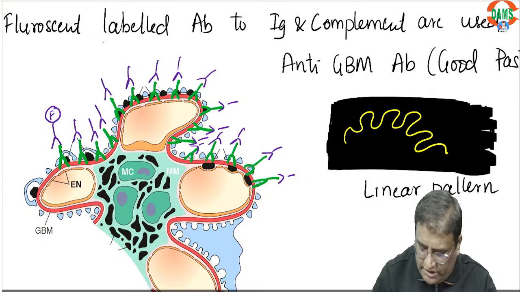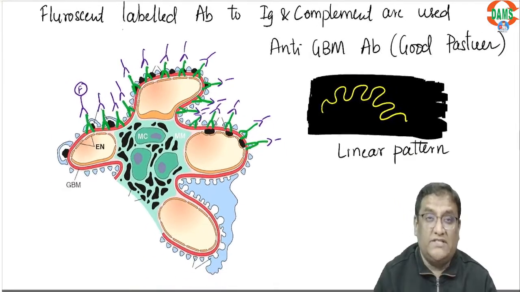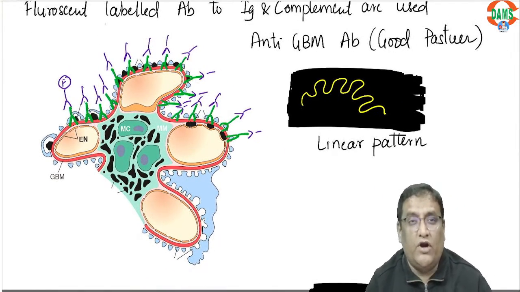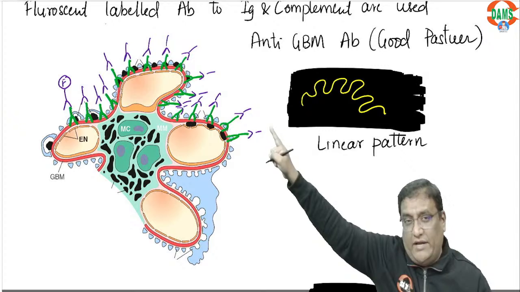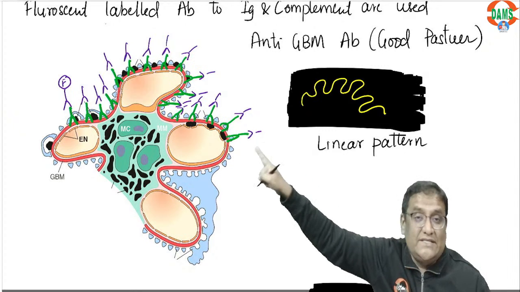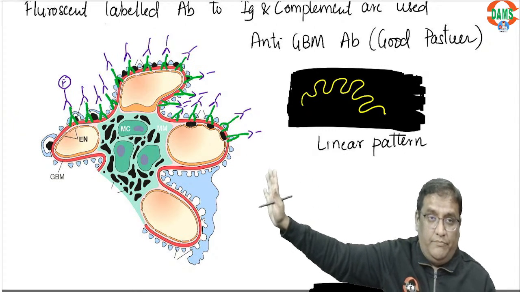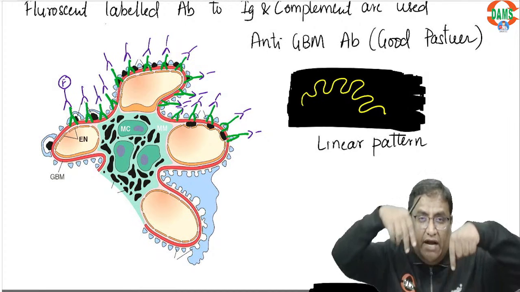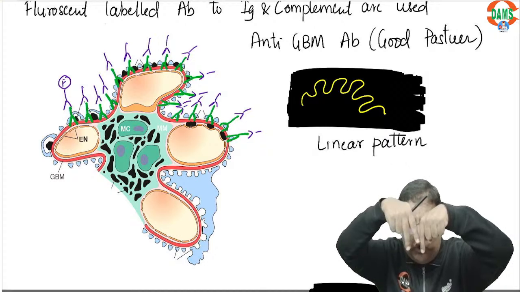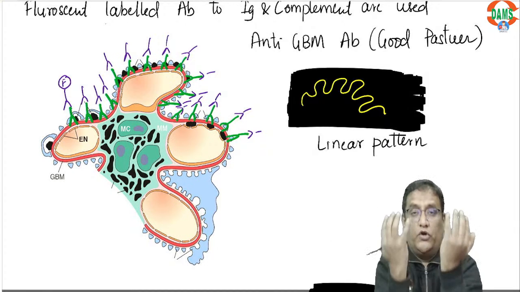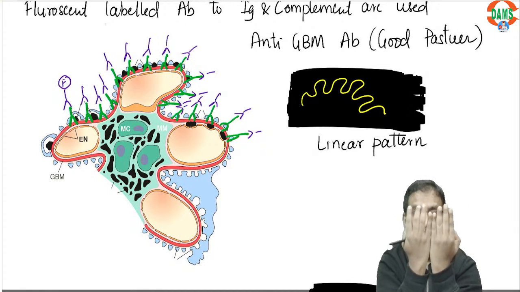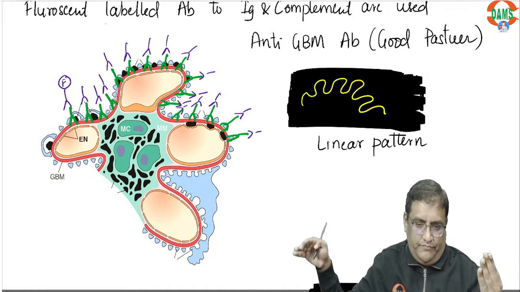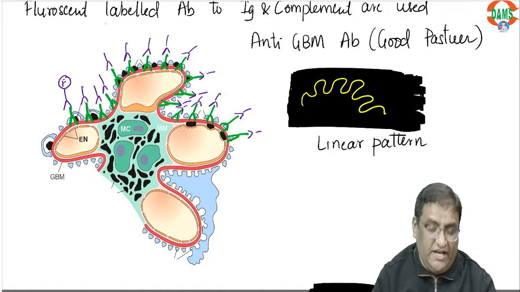So very, very important, if you are seeing a linear pattern, it indicates that whatever deposit has happened is along the basement membrane. That is called a linear pattern. Why do you get a linear pattern? Because there are so many antibodies close to each other, two fluorescent lights will fuse with each other, forming a single line. I hope all of you are understanding this linear pattern.